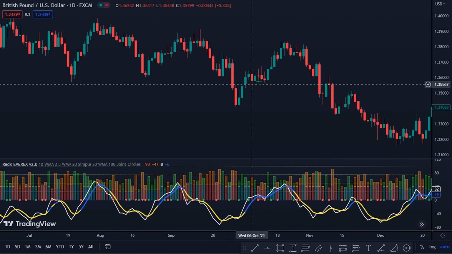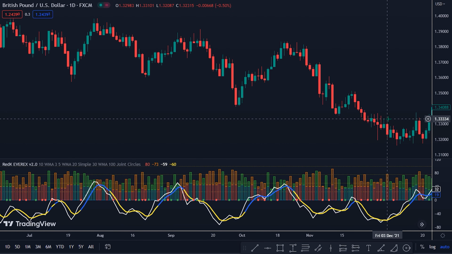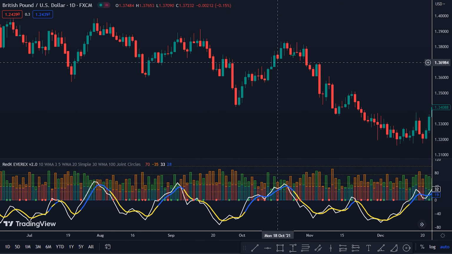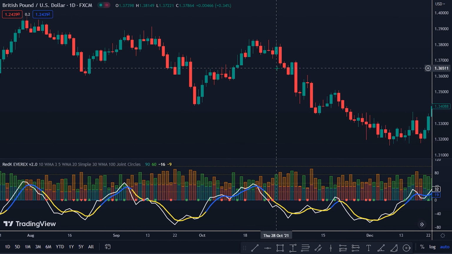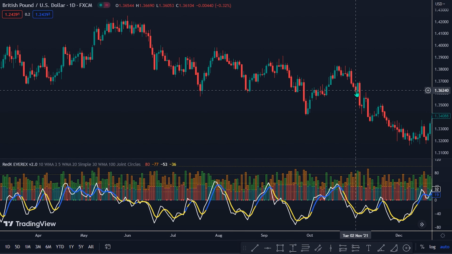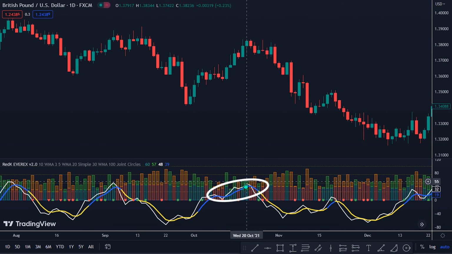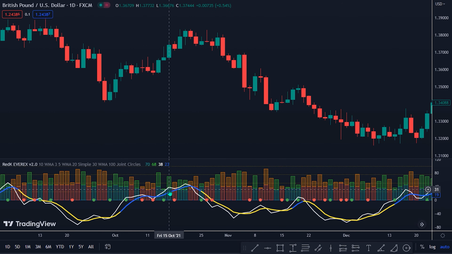How can we use the RedK EVEREX Effort versus Results Explorer indicator to detect sell setups in the market? Let's study the price chart here. To sell with this indicator, first, we need to study a bearish trending market. Watch out to see that the signal line and the RROF smooth line are both at the upper section of the indicator chart. Next, we watch out for the RROF smooth white line to cross below the signal blue line.